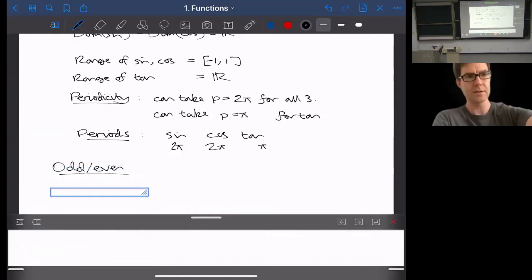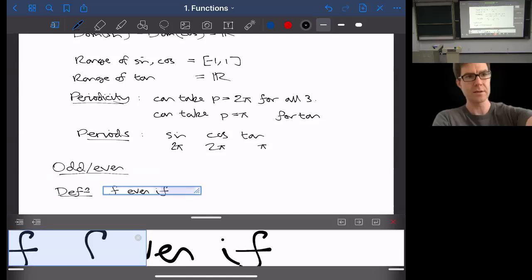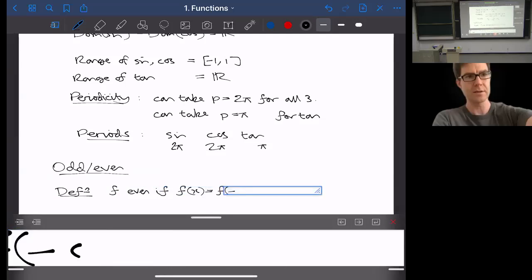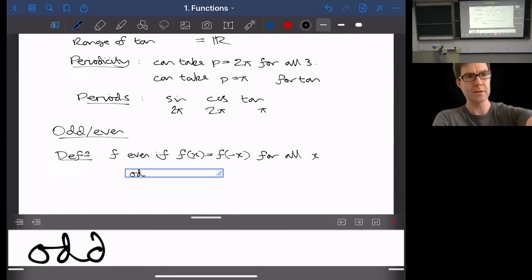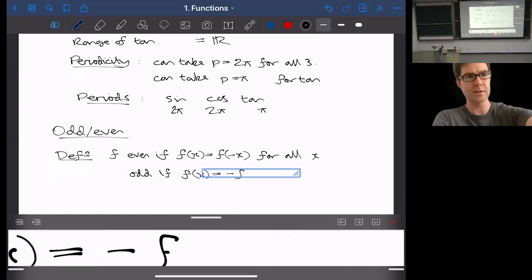So odd or even functions. This means, by definition, f is even if f(x) is f of minus x for all x. And f is odd if the same is true but with a minus sign.